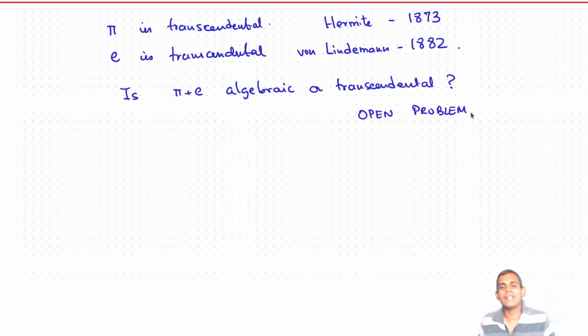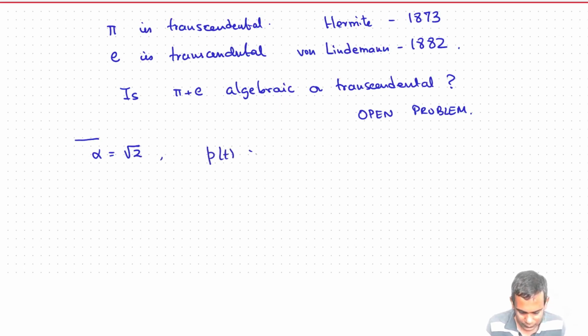So while we know that there are lots of transcendental numbers out there, it's difficult to show that a given number is transcendental. Let's look at a more concrete example. So square root 2, let's say alpha equals square root 2. Is this algebraic or transcendental? Well, this one's easy, because if you take p(t) equals t squared minus 2, and then you substitute square root 2 as a solution for this equation, then p(alpha) equals 0. So square root 2 is algebraic over Q. So square root 2 is algebraic.